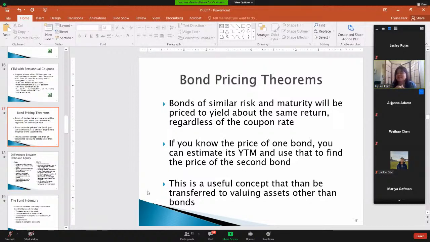Similarly, I can ask you this bond pricing theorem in a different way. For example, suppose you are the CFO of a new company, and your company is currently an all equity company. That means everything is financed using equity. But you are considering using bonds for financing in the future.